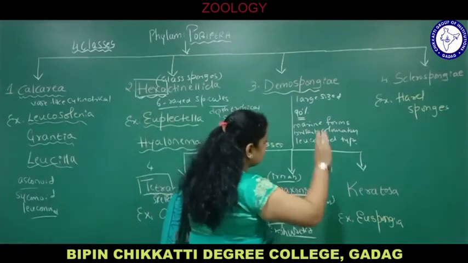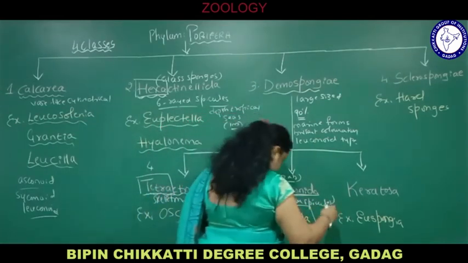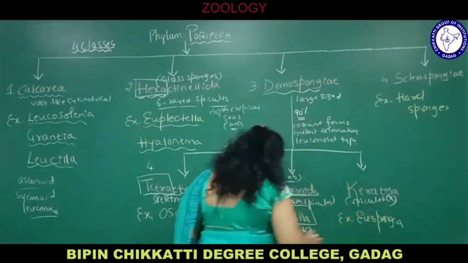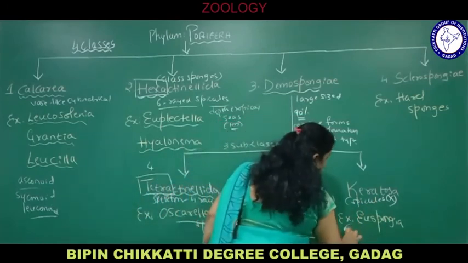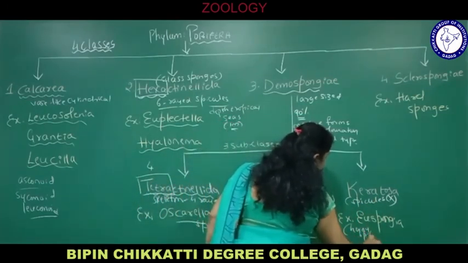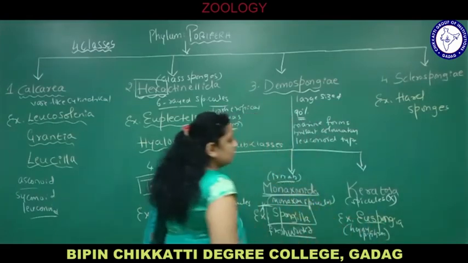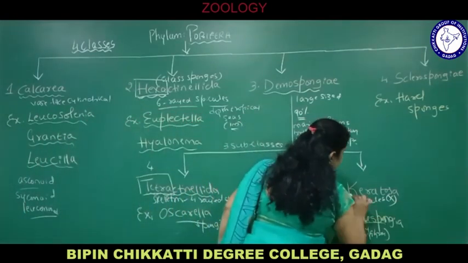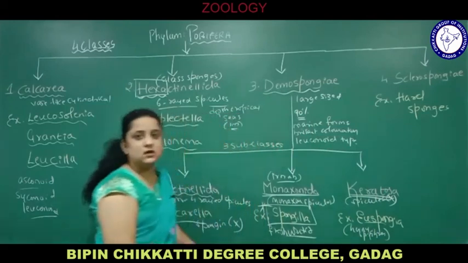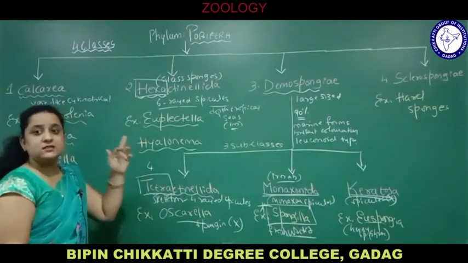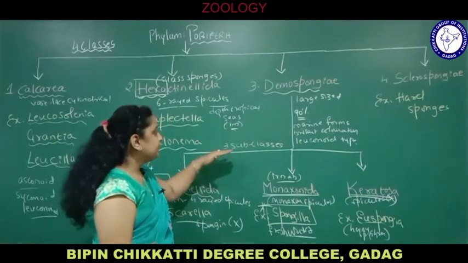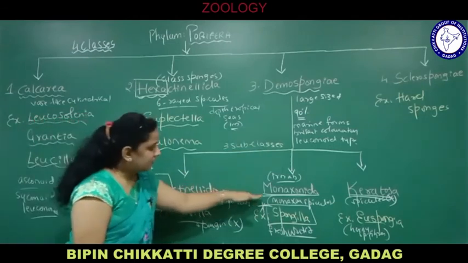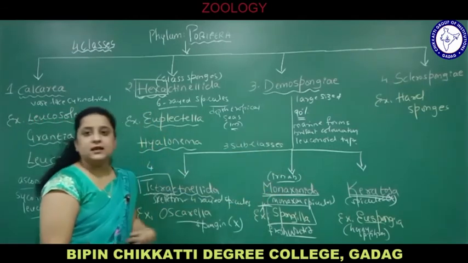Third subclass under Demospongiae is Keratosa. In Keratosa, spicules are absent and they have horny spongin fibers. Example, Euspongia. Euspongia are also called bath sponges. So the third subclass is Keratosa. Once again, the third class called Demospongiae is further divided into 3 subclasses. First subclass is Tetractinellida, second Monaxonida, and third subclass is Keratosa.